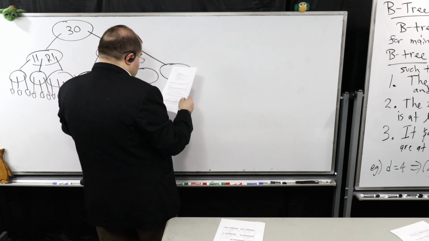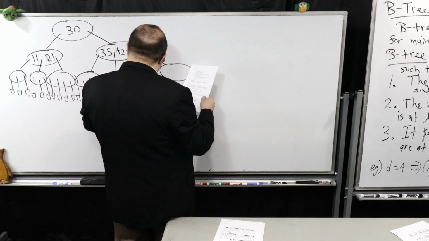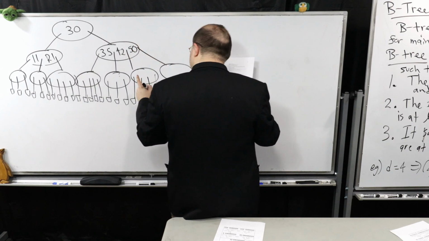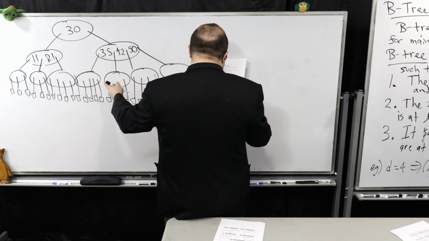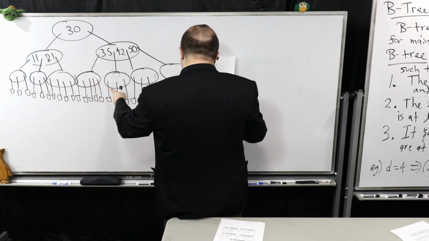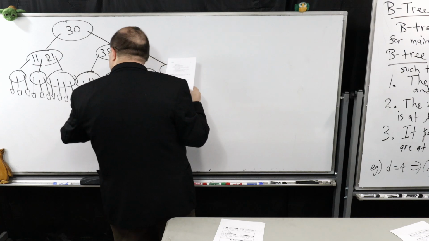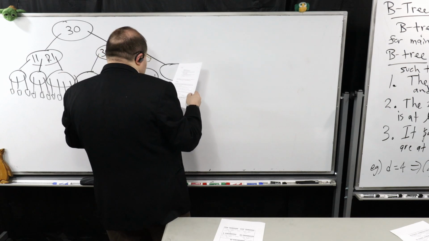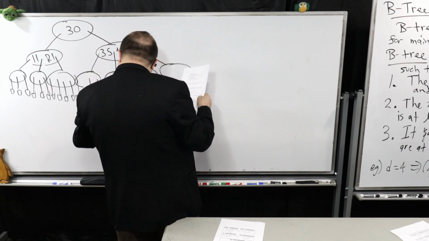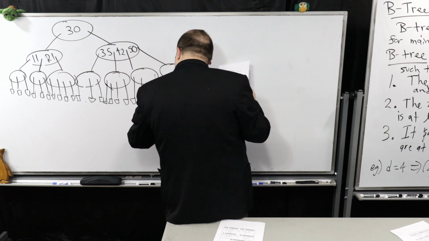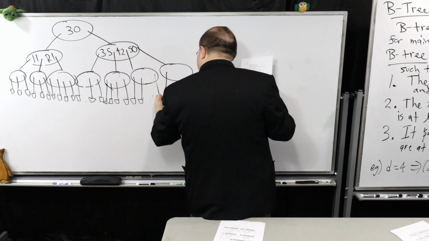One, two, three. This next one has 4 of them. Let's see. That one has 5: 1, 2, 3, 4, 5. This one, I think, only has 3 in it. Yeah, this only has 3. My apologies. It only has 3 leaf nodes. Then this one has 4. Then this one has 3. Then this one has 3.